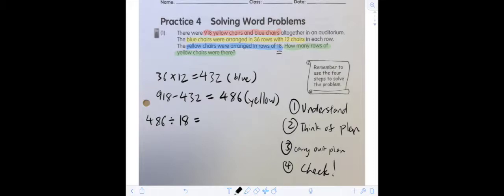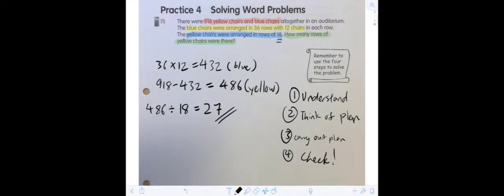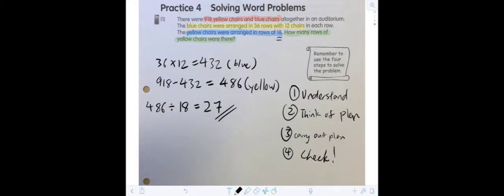486 divided by 18 will give you 27 rows of yellow chairs altogether. This is your answer. Always remember, for 4 and 5 mark questions in your exam, always have the final statement. So I'll make it a habit and do it here as well. There were 27 rows.